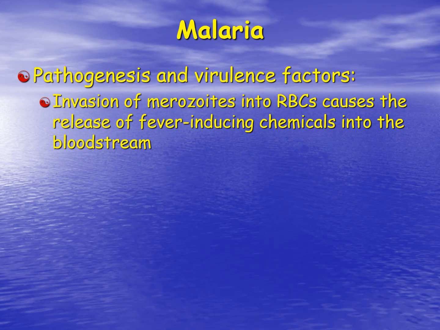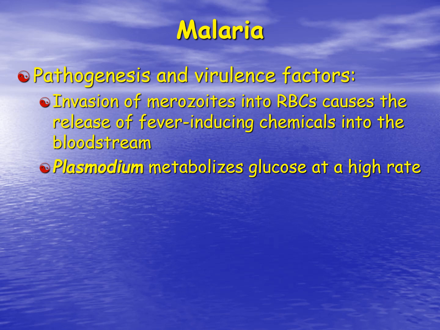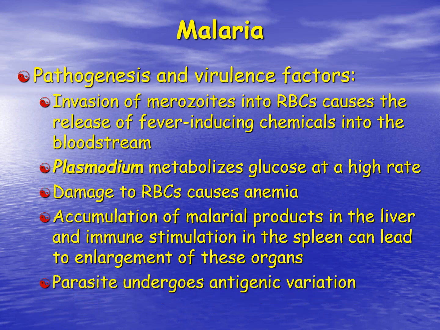The invasion of the merozoites into the red blood cell causes the release of fever-inducing chemicals into the bloodstream. Plasmodium metabolizes glucose at a very high rate. Damage to the red blood cells results in anemia, and the accumulation of malarial products in the liver and immune stimulation in the spleen can lead to hepatomegaly and splenomegaly. Parasites will undergo antigenic variation, so just because you've had one type of malaria does not mean you cannot get it again.